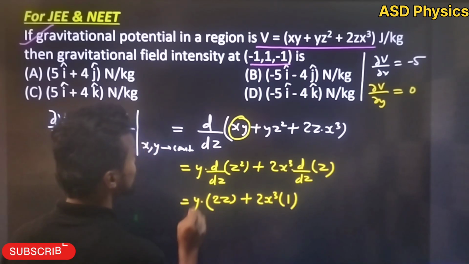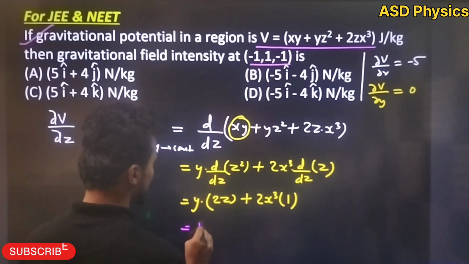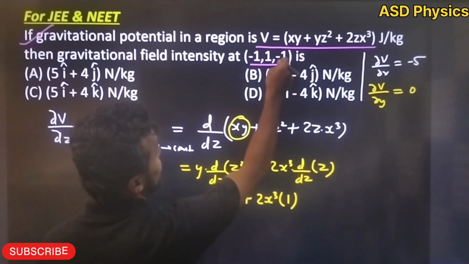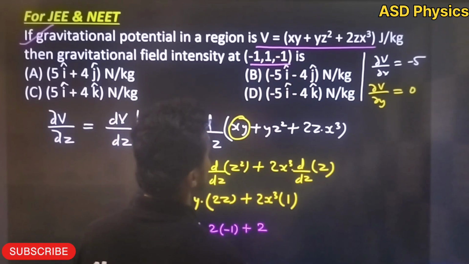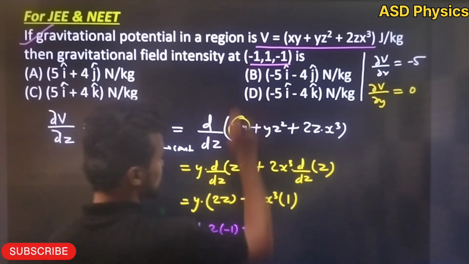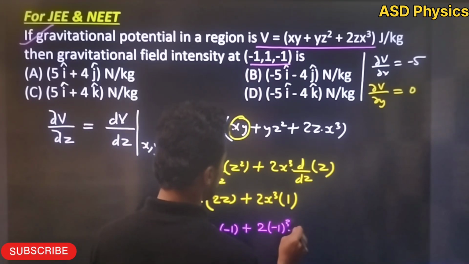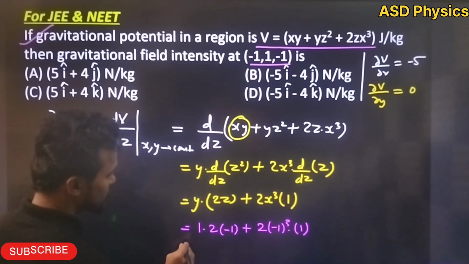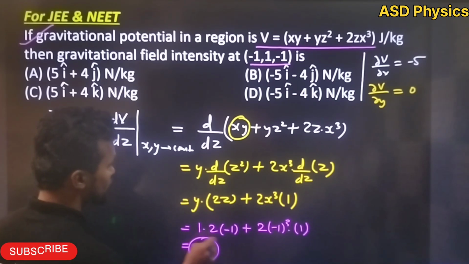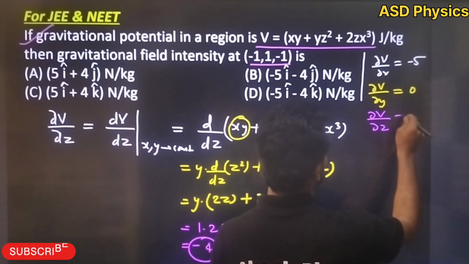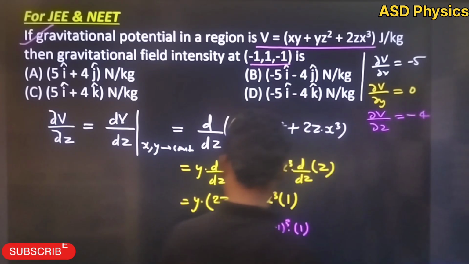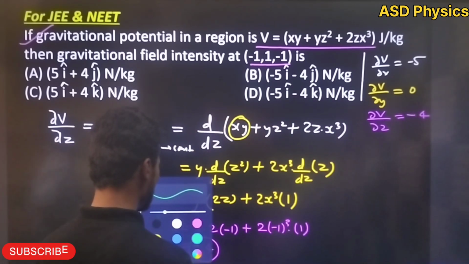Now students, let's put the values. The value of y is 1, into 2. The value of z is minus 1, plus 2. And the value of x is minus 1 cube, into 1. So when you simplify this, it will come to minus 4. That means the value of del V by del z will be minus 4. Now I think you are getting the smell of the answer.